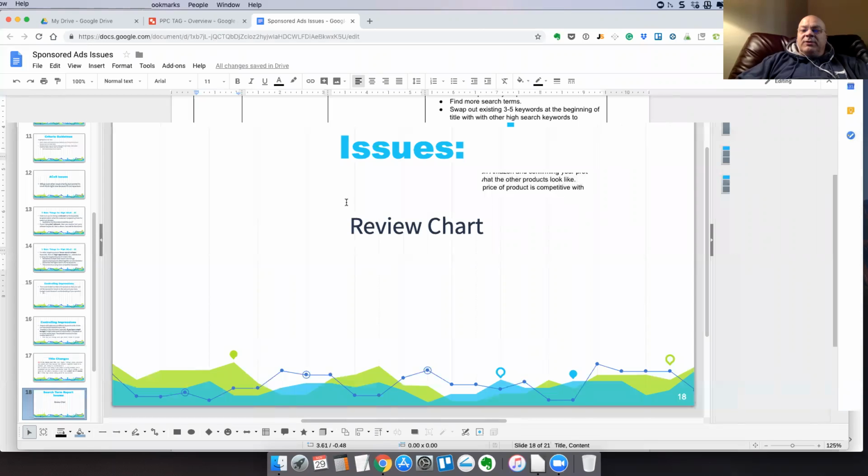I just had a quick question, if I can. It seems like with the high volume keywords, that would drive traffic to your product. But if it's costing too much money, then you're saying to go with lower volume keywords and put the higher volume in the negative keywords.